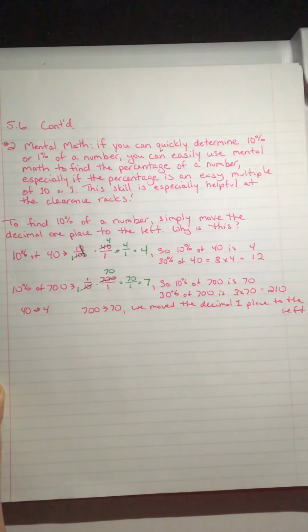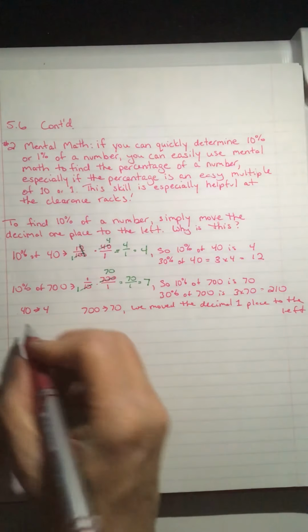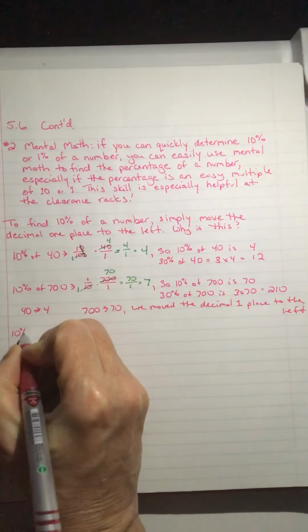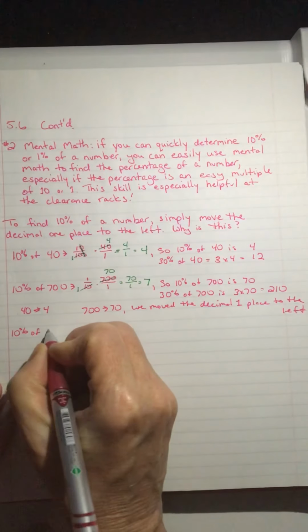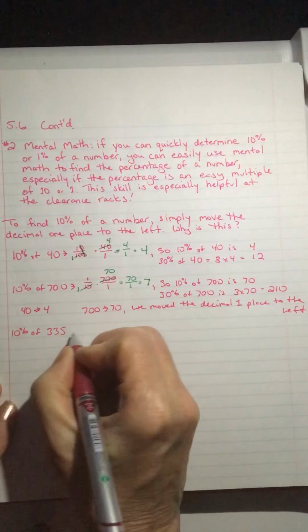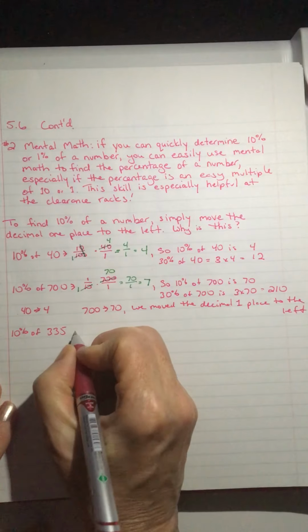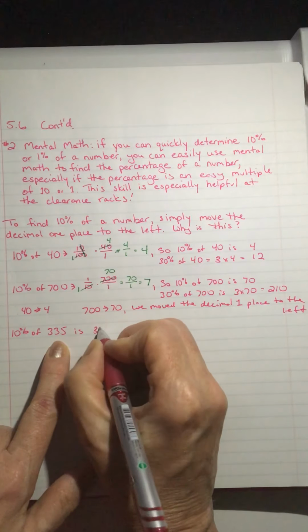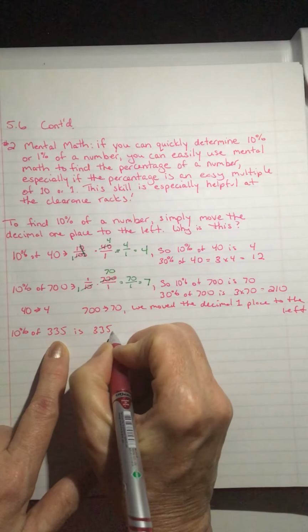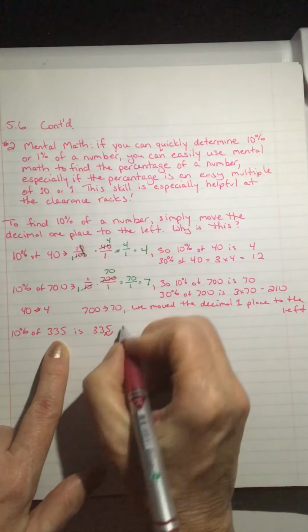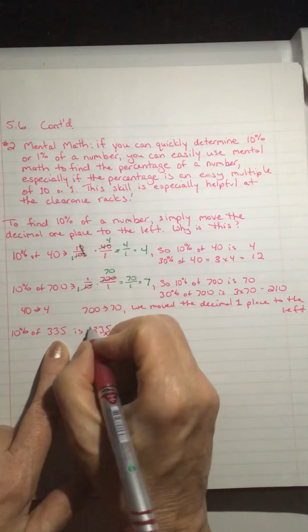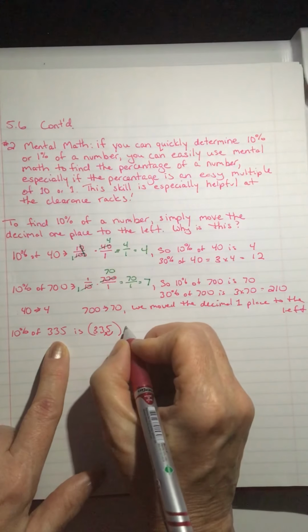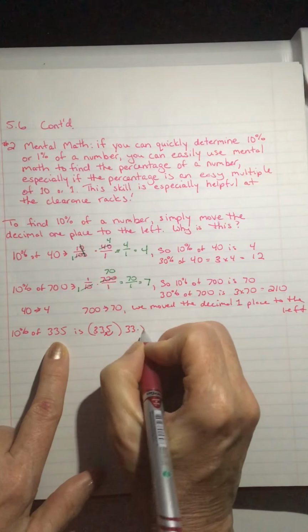Okay. I want to do one more. 10% of 335 is, so we're going to move the decimal in 335 one place to the left, giving 33.5.